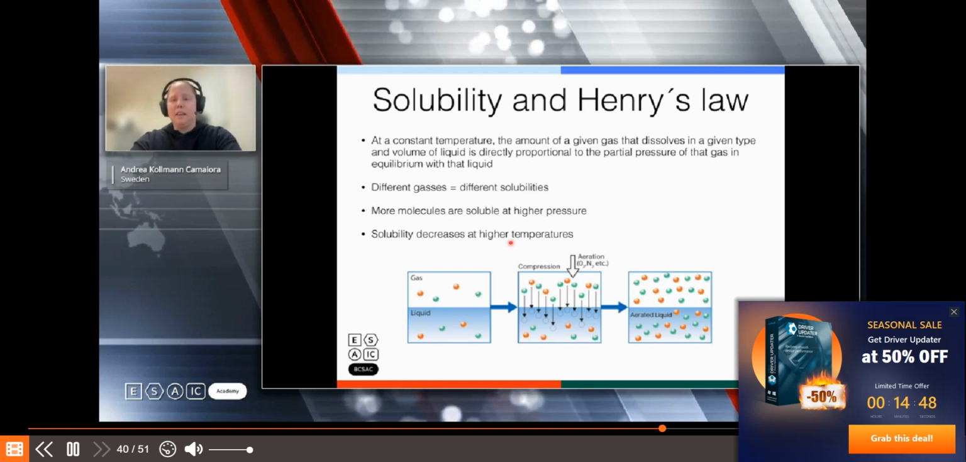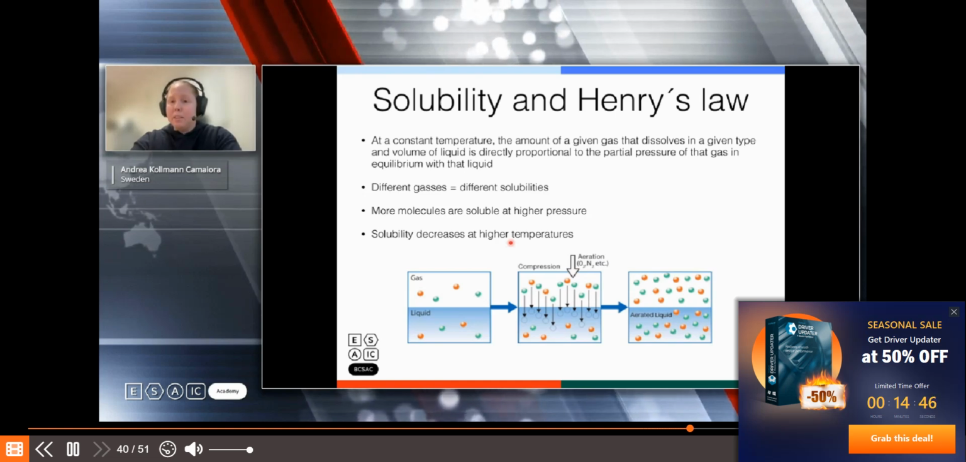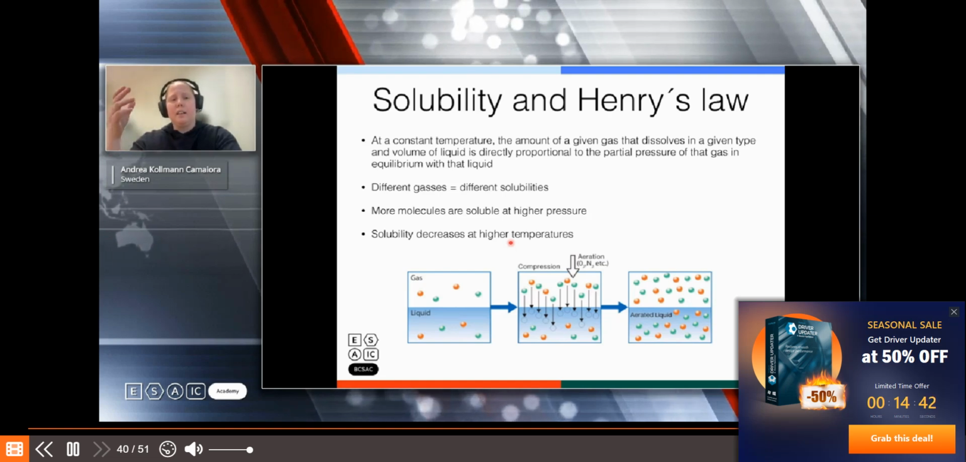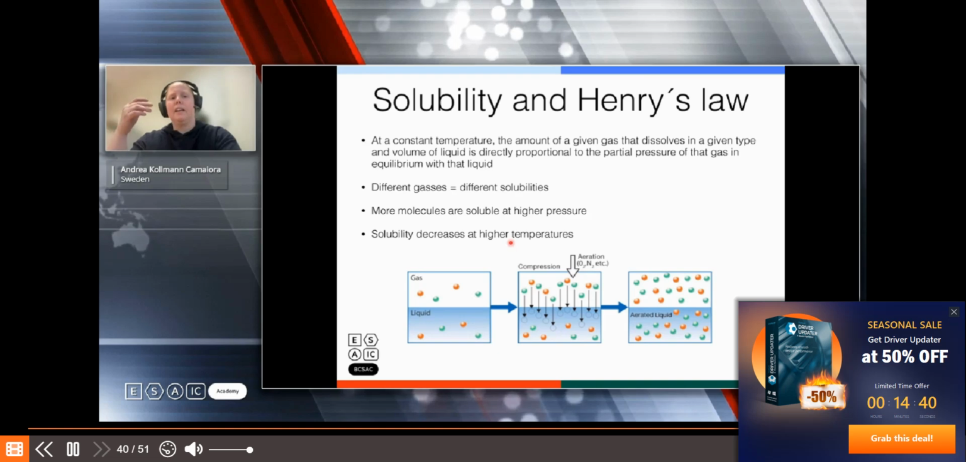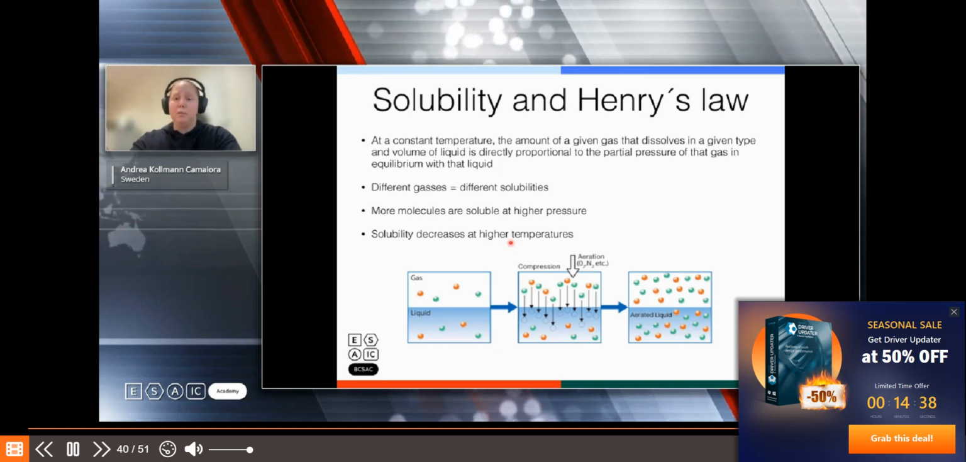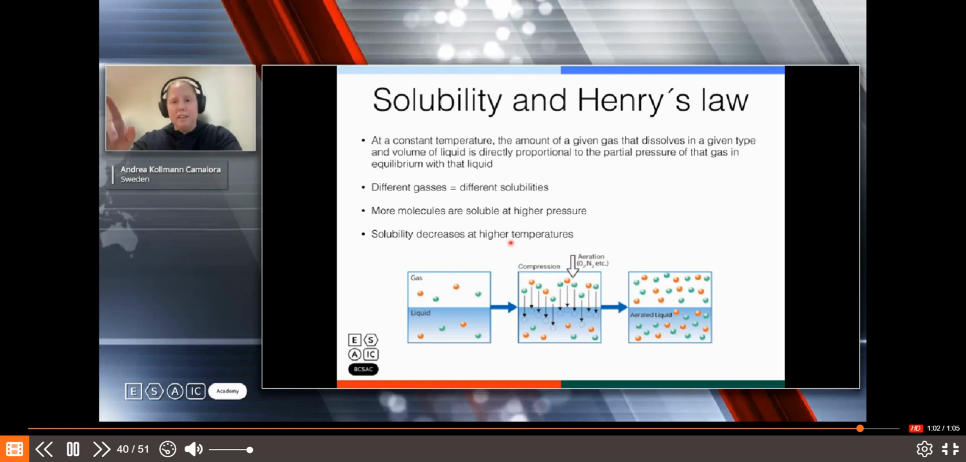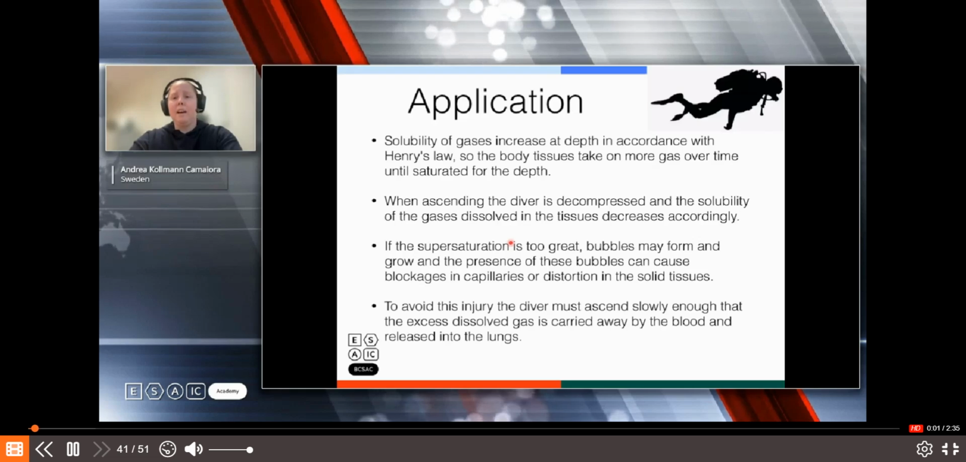So in the exam, a lot of questions have been asked, especially in part 1, about if I have increased temperature, I can increase the solubility, which is false. Higher temperature gives me less solubility, but higher pressure does give me high solubility. And an application of this is diving.